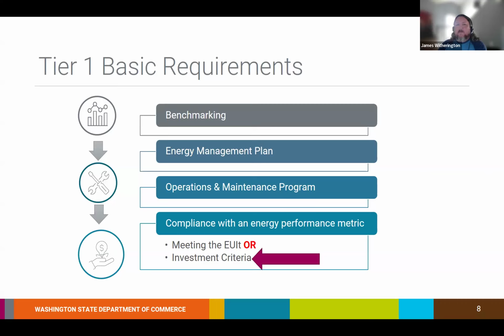So once again, these are the different Tier 1 basic requirements. Today's presentation is really solely focused on the investment criteria component, as the investment criteria does require a level 2 ASHRAE energy audit, as well as a life cycle cost analysis. Next slide, please.